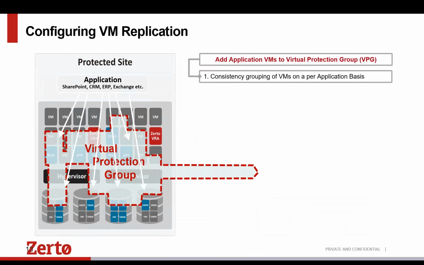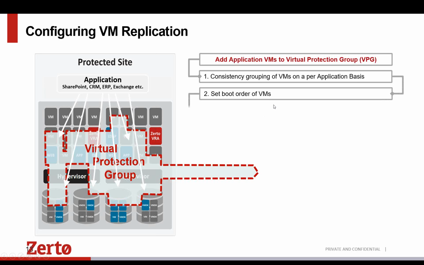if you place them in the virtual protection group, it's a consistency grouping of the virtual machines, ensuring they are all recovered to the exact same point in time, ensuring a recovery is consistent, because the replication and the recovery is on a per protection group basis. You can specify the boot order of the virtual machines, ensuring that, for example, database VMs come online in front of the web server VMs, ensuring the application recovers in a working state.